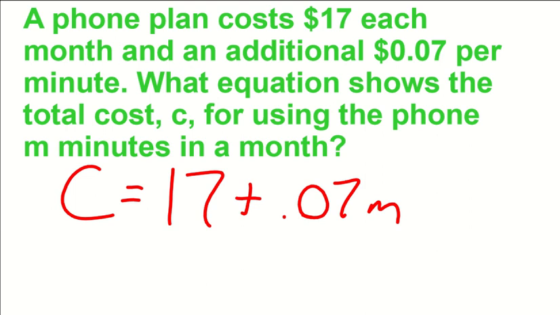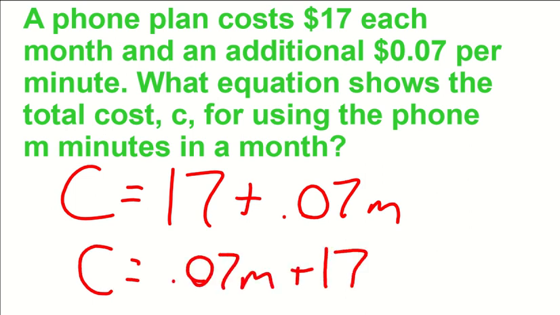You could see it in the other order. 7 cents M plus 17. You could see it with it equals C at the right side instead. All right. So there's a couple ways it could be kind of flipped around, but that's basically what we need. And we need that because it says 7 cents per minute. So the 7 cents has to go with the minutes, and the minutes was M. Any questions on that?